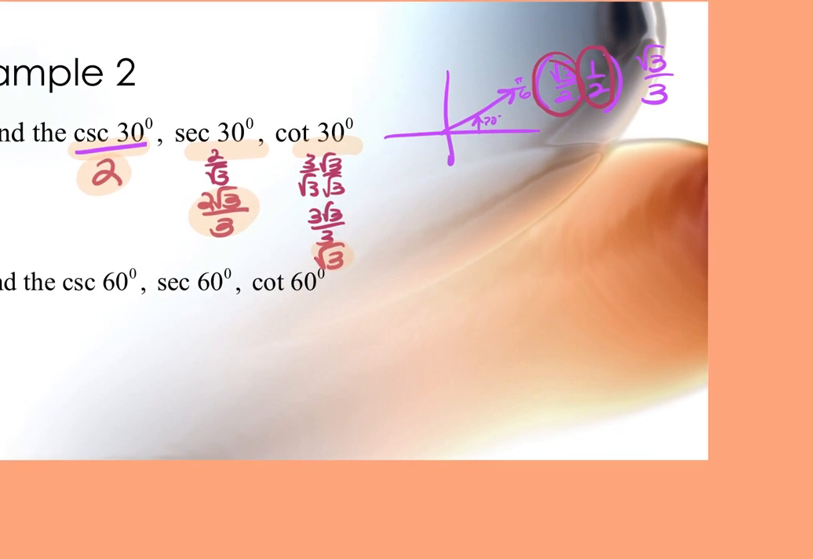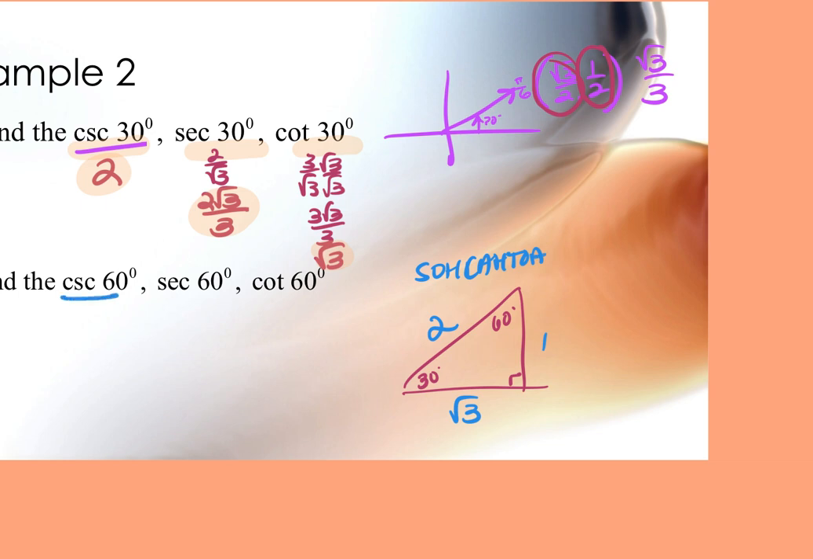The other way is draw yourself a triangle. Make it 30, 60, 90. And it doesn't matter where you put the 30, 60, 90 as long as you pick the right sides. Opposite the 30 is 1. Opposite the 60 is root 3. And opposite the 90 is 2. And we use SOHCAHTOA.